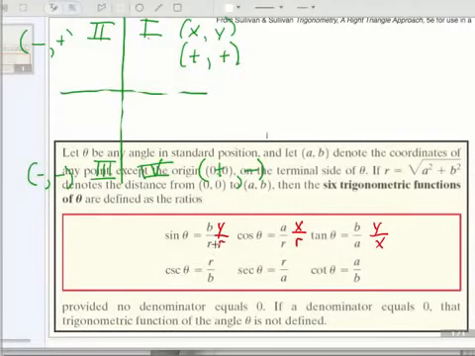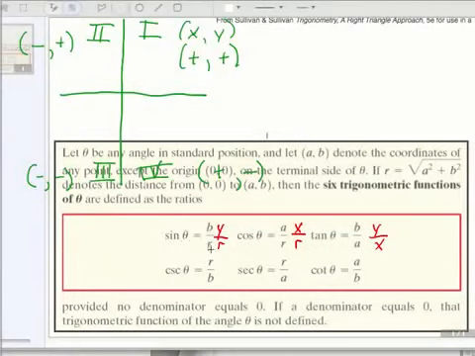One thing I will note is that at this point we are going to assume that r, which is a distance, is going to be a positive number. So r is greater than 0, and that will affect the positive or negative signs for each of these trig functions. So the sine is going to be positive whenever y is positive. In other words, sine is positive in the first quadrant and in the second quadrant.